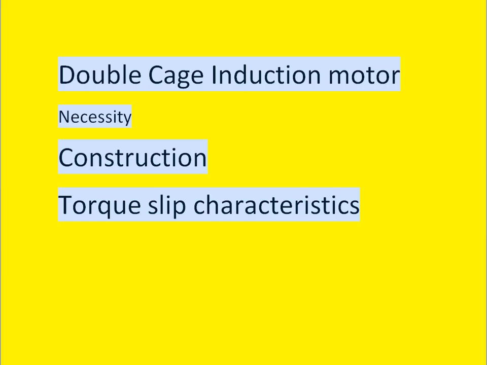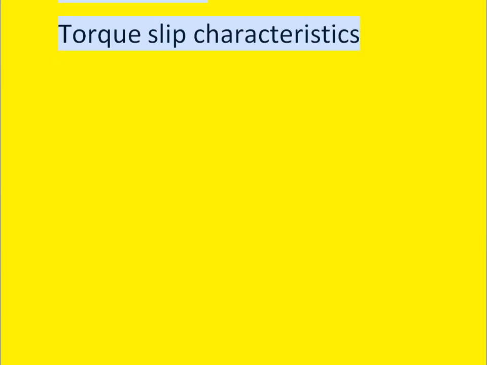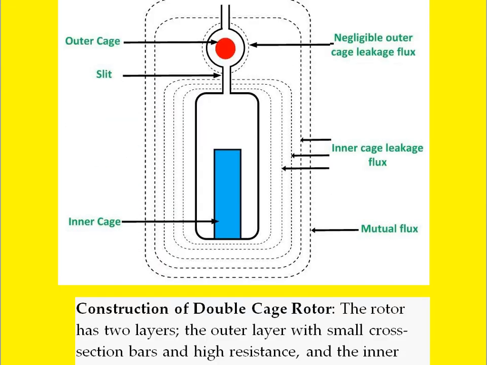The necessity of the double cage induction motor is that in the single cage induction motor, the starting torque is small. To get a higher starting torque to meet heavy loads, it is necessary to use a double cage induction motor. The construction of the double cage induction motor is like this.